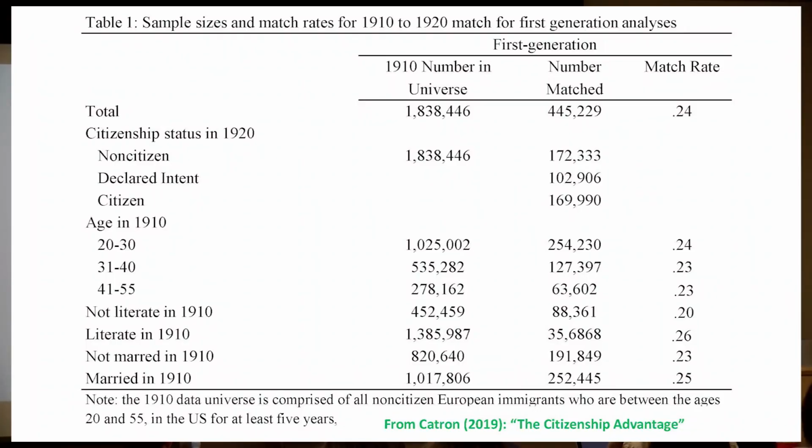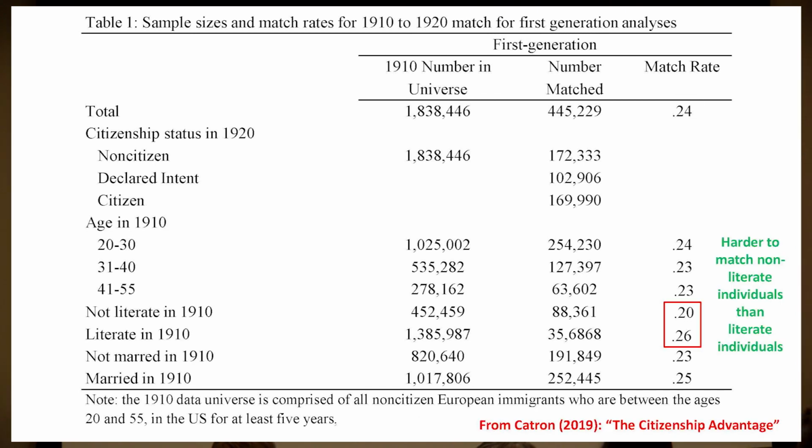Right? And so this is from a paper that I wrote that just came out, right? What I did is I took a 1910 match to the 1920 match, right? So in 1910, this is only non-citizens, because I was interested in the economic advantages of citizenship, right? So in 1910, there were 1.8 million men, non-citizens born in Europe. And then I matched them forward to the 1920 census, right? So some people became citizens, some people didn't become citizens, which is what I was interested in. And we see that I was only able to match 24% of the population forward to the 1920 census, right?